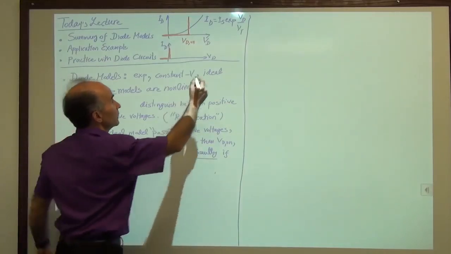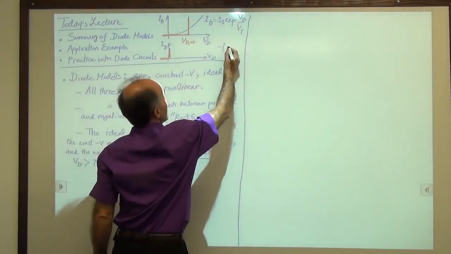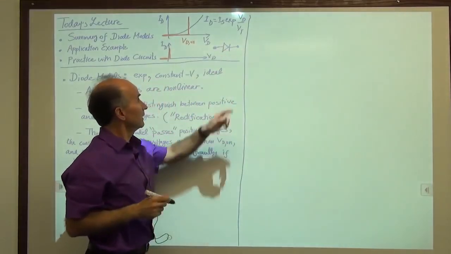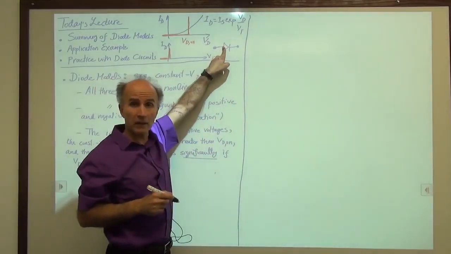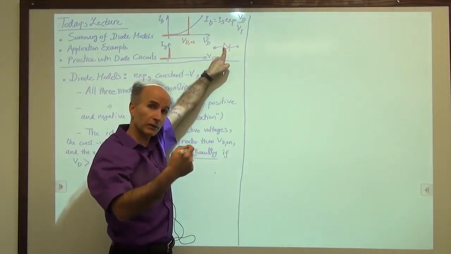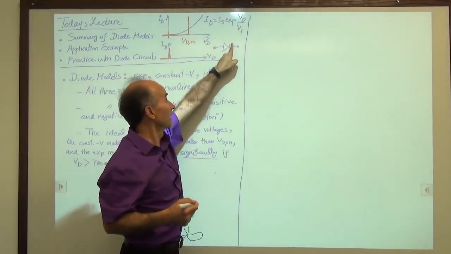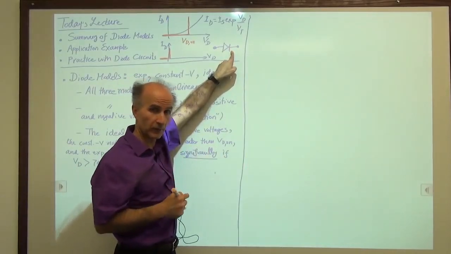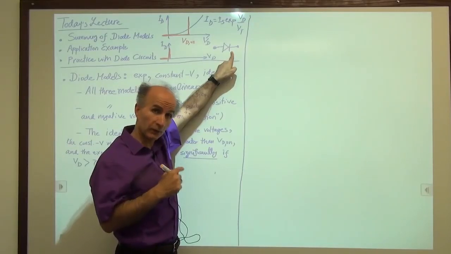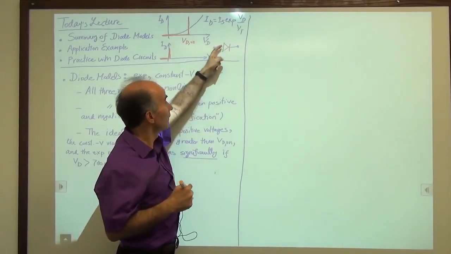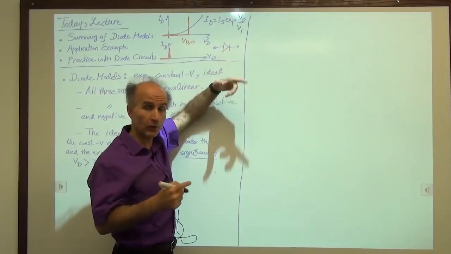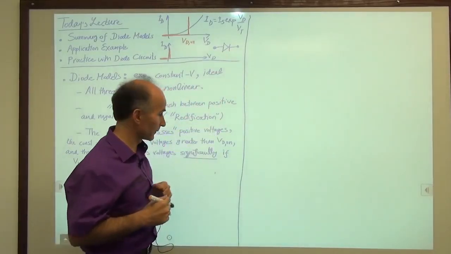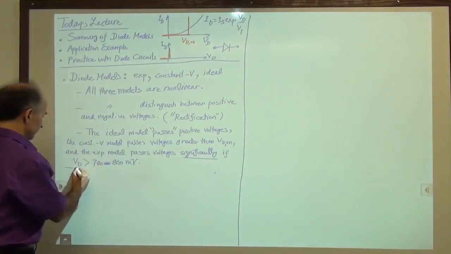And again, I would like to draw the symbol for the diode so that we remember what it looks like. The arrow on this side represents the P side of the junction. It's called the anode. And the vertical line represents the N side, and it's called the cathode. So the current wants to flow in the forward bias region from this side to this side. That's the only significant current that a diode can carry. Very well.